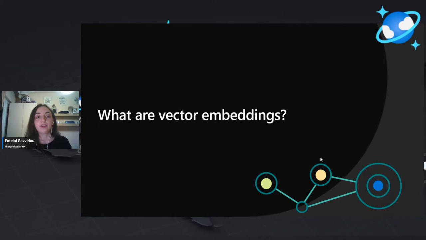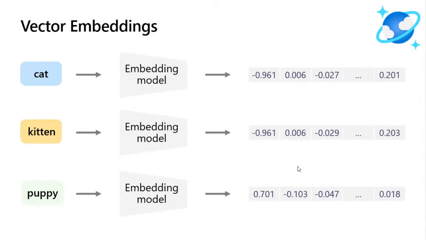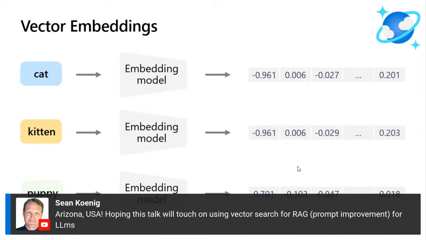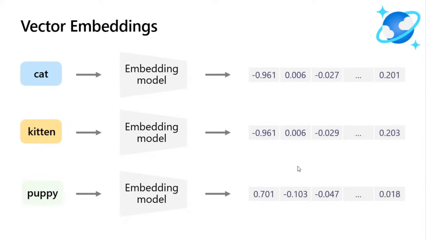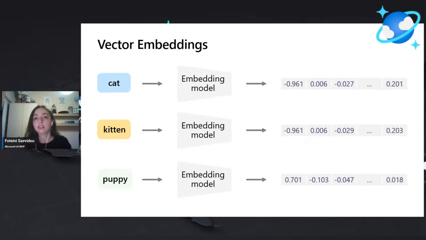And so what are vector embeddings? As I said, vector search is based on the conversion of unstructured data into a numerical representation, which is called a vector embedding. And you can think of vector embeddings as an array of numerical values. This array is high dimensional and dense, and each dimension of a vector contains information about the original content.